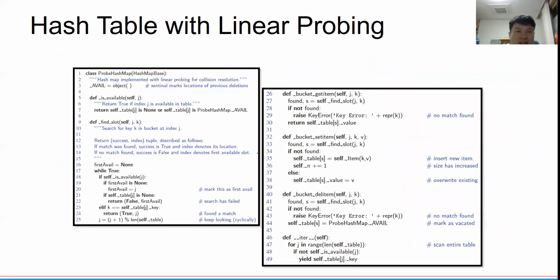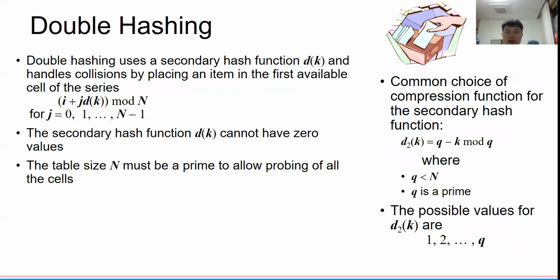So this is the hash table for linear probing. Now we have the probe hash map. I will not explain more, so you can take a look at this code. The other collision handling, we call it double hashing.